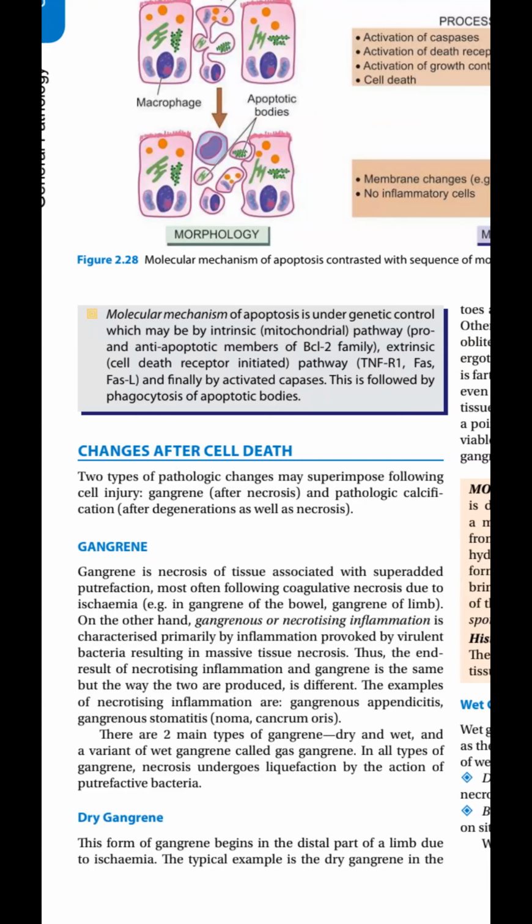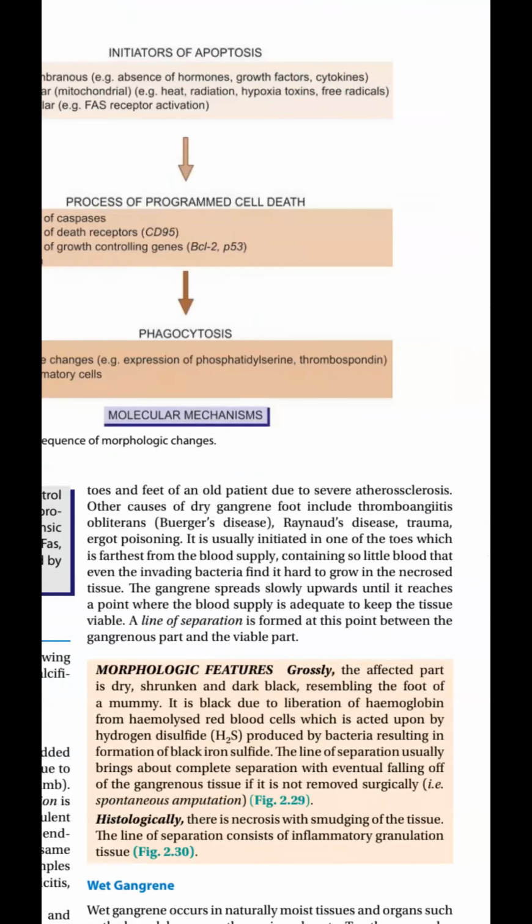So first we'll see dry. This form of gangrene begins in the distal part of the limb due to ischemia. The typical example of dry gangrene is in the toes and feet of old patients due to severe atherosclerosis.